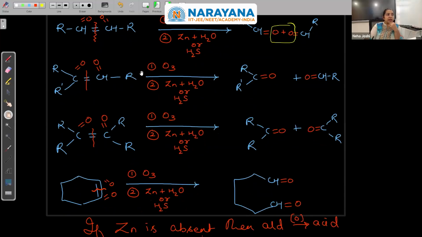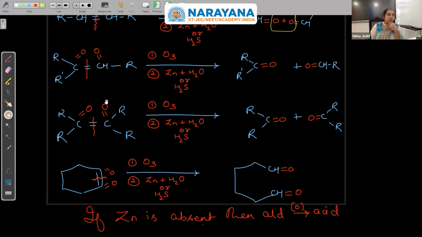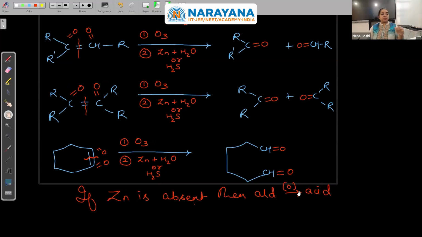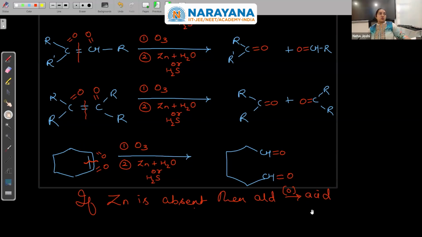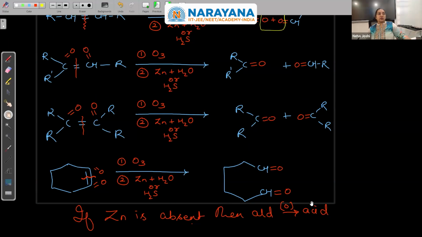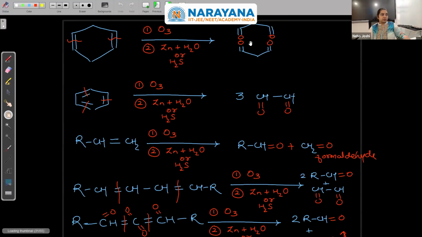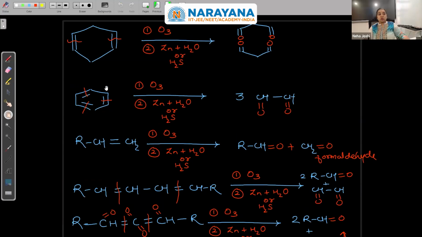Okay, so if it is a ketone and aldehyde combination, very good. If it is a ketone-ketone, you can have cyclic systems, then you will have the same carbon in the product, otherwise the carbon in the product will decrease. If zinc is absent, then aldehyde will be oxidized to acid. If zinc is present, then you will have aldehyde and ketone. If it is a diene, even benzene undergoes ozonolysis, and in fact, this ozonolysis method for benzene is one of the evidences that it has 3 pi bonds.